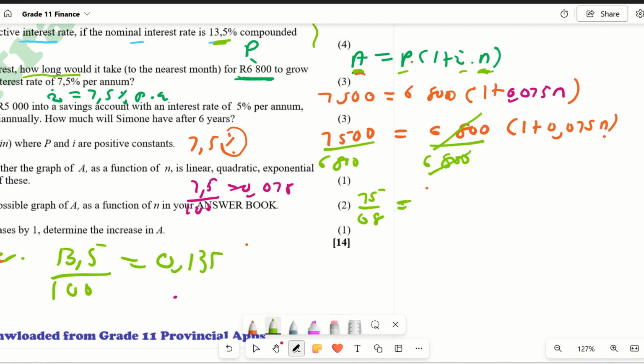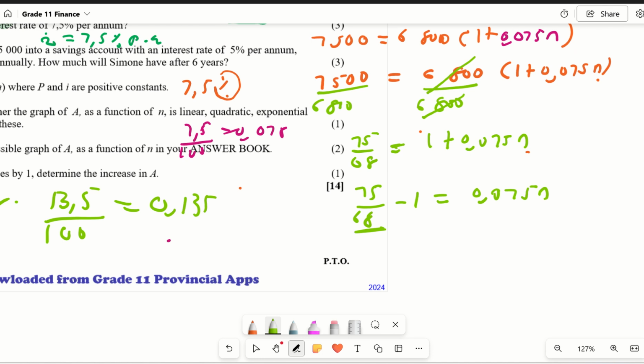On the other side we are left with 1 plus 0.075n. The brackets don't really matter because there's nothing else remaining there. So far so good? We're trying to get rid of everything so we remain with n. The next thing to get rid of is the 1. You take it to the other side and change its sign, so it becomes a negative. Then you put this into a calculator. This will give you 7 over 68, sorry, 7 over 68 equals 0.075n.